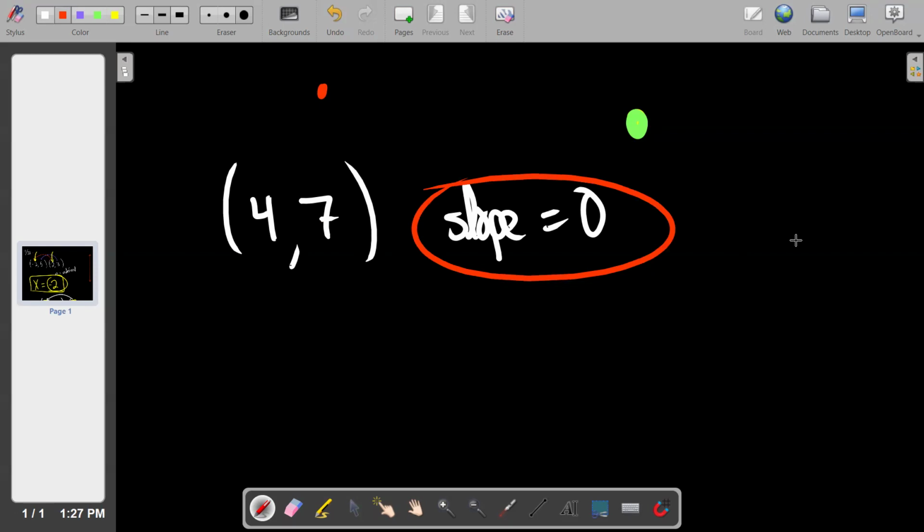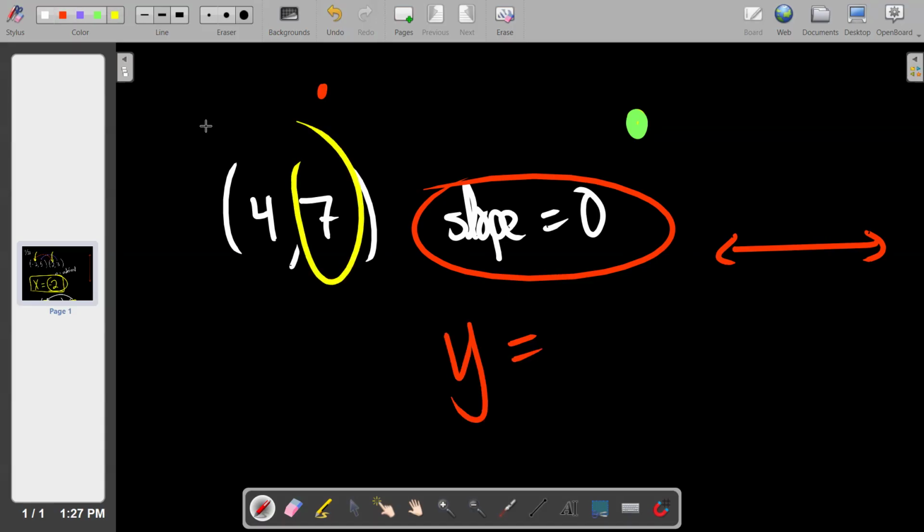If the slope is 0, it's one of these guys, a horizontal line. And then you make the connections. How do you write the equation of one of these guys? Horizontal, y equals, and then you go, boom, y equals 7, because you're my guy. You're in the y spot. I'll pick you. People say, what about the 4? Don't care. Doesn't matter.